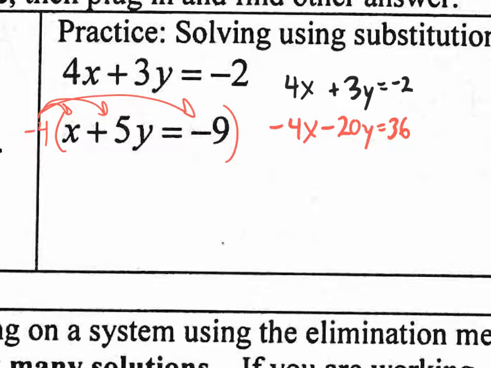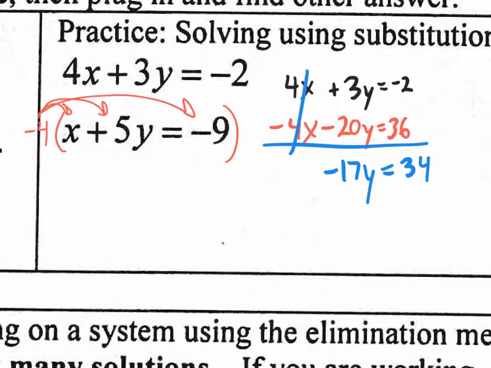And now we are ready to combine the lines and cancel out those x's. So if I combine the lines, again, combine the x's, 4x take away 4x, that cancels out. Positive 3y take away 20y, that's -17y. -2 and +36, that's going to be a +34. And we end up with a simple one-step equation.